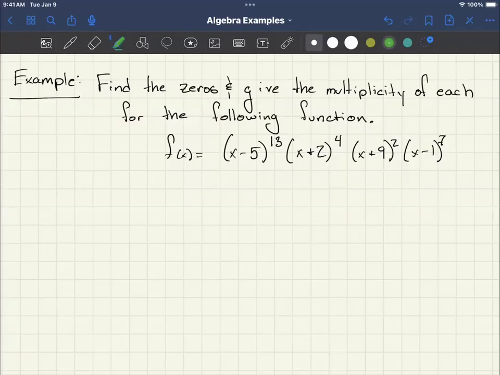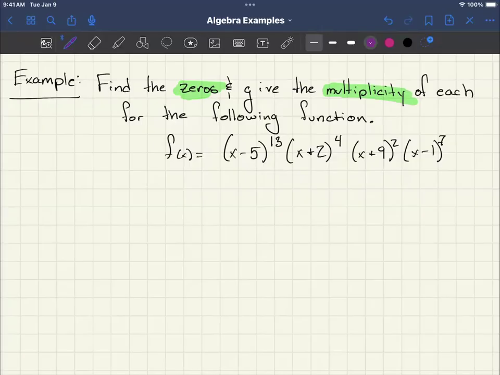I'm Dr. Finch. Today we're going to look at an example where we are finding zeros and we are going to give the multiplicity of each of them. So there are two big definitions here that we're going to be working with. If you know what those definitions are, your solutions are going to be pretty straightforward.